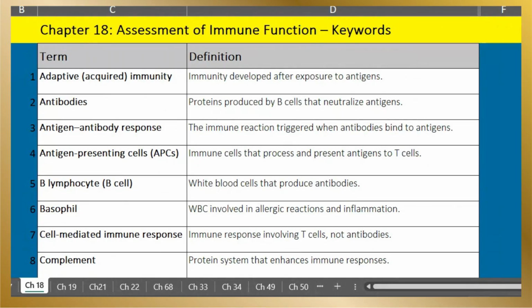So we start with the first one, adaptive acquired immunity. It's the immunity developed after exposure to an antigen. Imagine vaccination or recovery from an infection like measles. Antibodies are proteins produced by B cells that neutralize antigens. IgG, for example, are antibodies targeting the influenza virus. Remember, you need to know those.